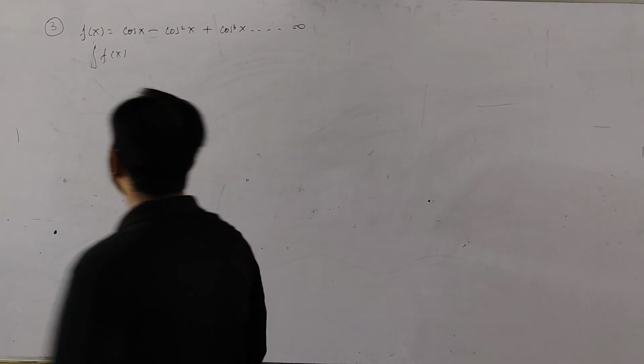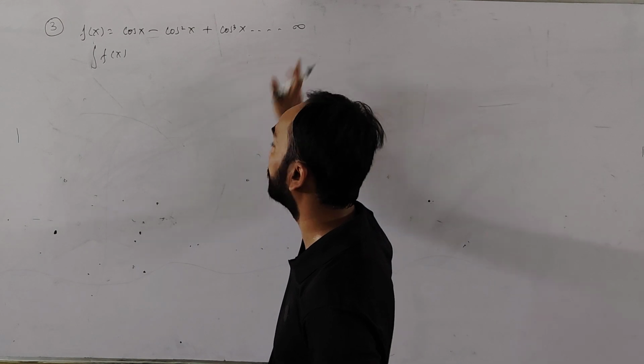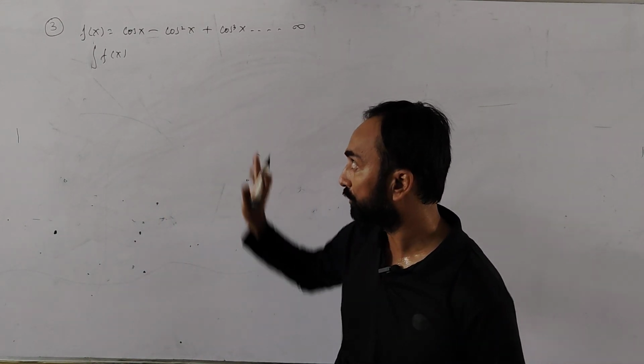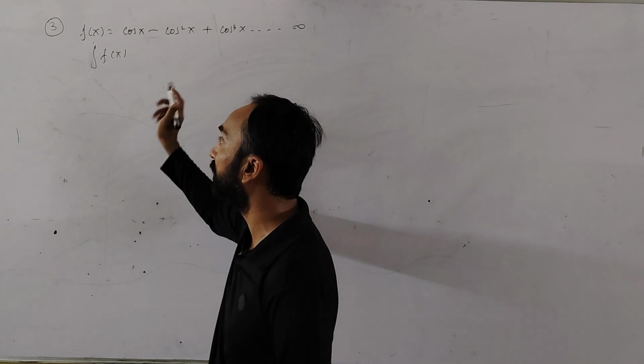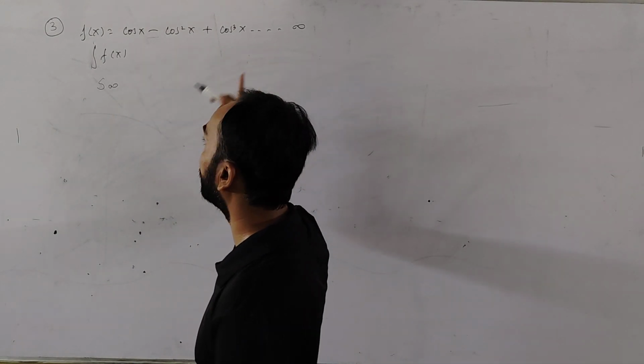Okay, so the next question we have is f of x is equal to cos x minus cos square x plus cos cube x till infinity, and we have to find the integral of f of x. So first of all, let's find the sum of the function, the sum to infinite terms, because it is to infinite terms.